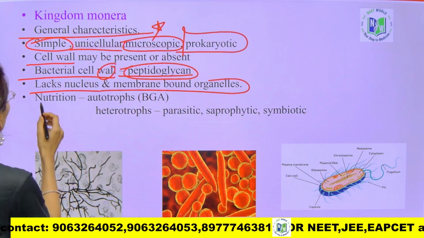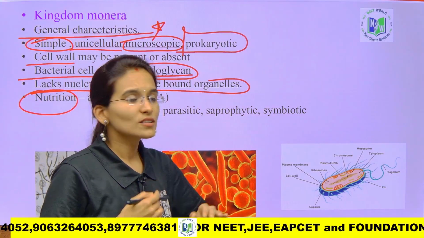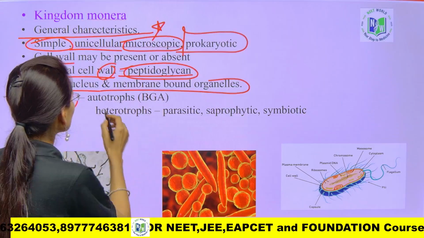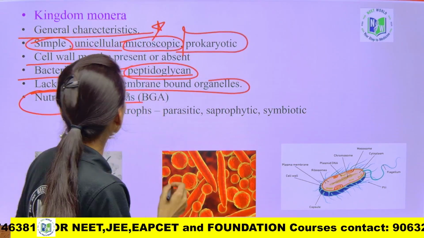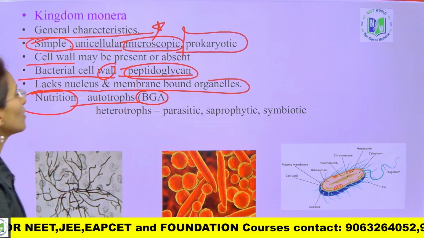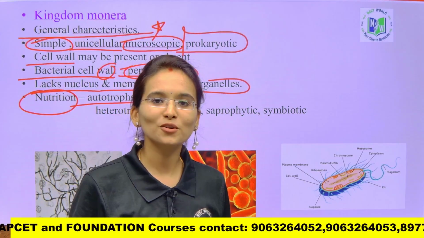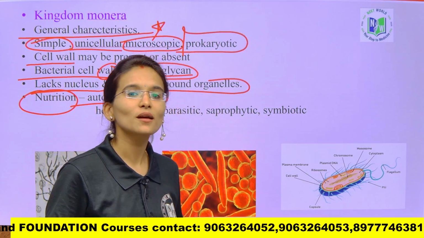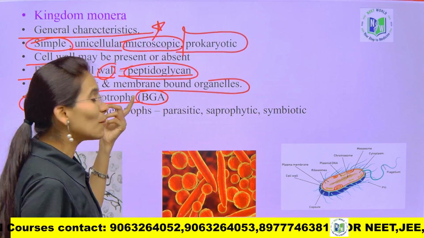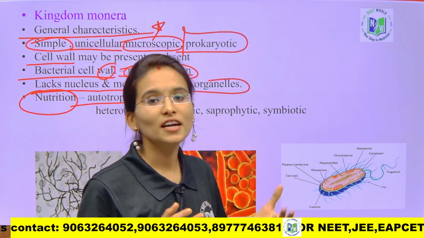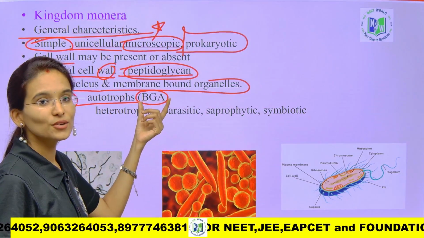So, now coming towards the nutrition. Generally, when it comes to nutrition, a few are autotrophs. For the autotrophs, the example is BGA. What is BGA? Blue green algae, it is also called cyanobacteria. This is also one of the most important points you all need to remember. So, some are autotrophs and some are heterotrophs, but under the autotrophs blue green algae is included, students.